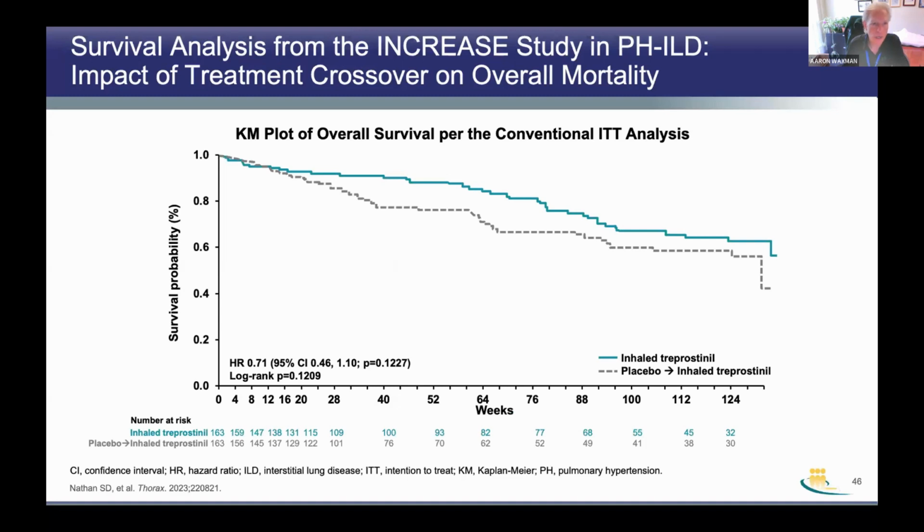When we looked at survival in the INCREASE trial, this is just overall survival, looking at a Kaplan-Meier plot of those patients on inhaled treprostinil in the blue, and in the gray are those patients who were on placebo who later transitioned to inhaled treprostinil. And you can see those curves separate out just after 12 weeks and stay separated for the long course of those patients who rolled over into the extension phase.